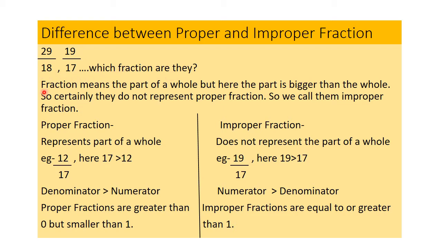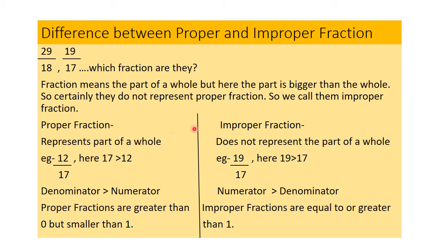So by the definition of fraction, it is absolutely clear to us that fraction means the part of a whole, right? We know by the definition that a fraction represents the part of a whole, but here you can see that the part is bigger than the whole, right? Here the part, which is the numerator, is bigger than the denominator. So certainly these fractions do not represent proper fractions. So what do we call them? We call them improper fractions, right?